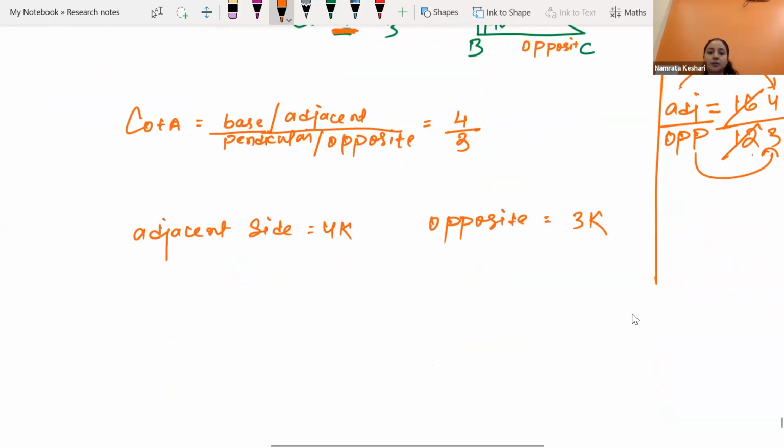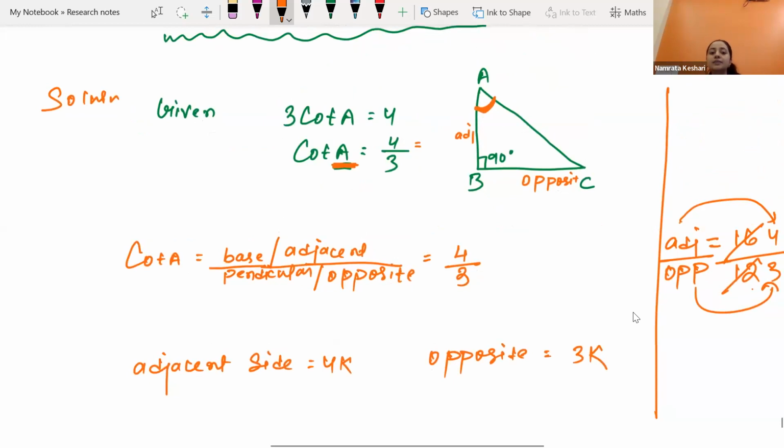Okay, so let's continue. Now in this right angle triangle, we already know two sides, adjacent side is 4k, opposite side is 3k. Now only we have discussed that AB is the adjacent side, and according to angle A, BC is the opposite side. So AB is 4k and BC is 3k. Now the remaining side we must find, then only we can find the other trigonometric ratios, tan, sine, cos. So AC, the hypotenuse in this right angle triangle, is the unknown side.